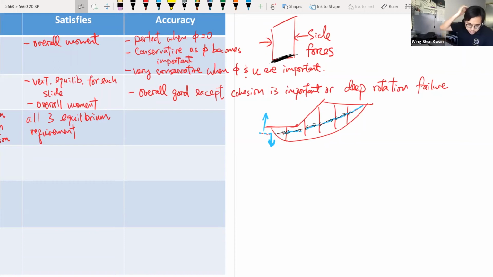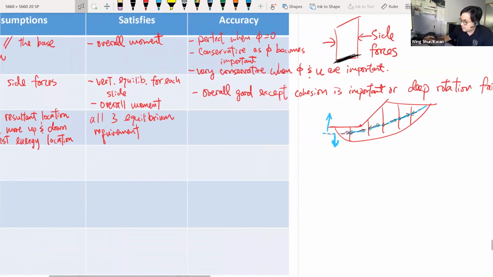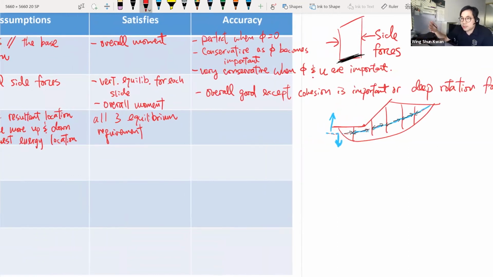So this Janbu method is a trial and error, and at the end of the day, a lot of computational work, but it's very good, but it is very difficult to program.